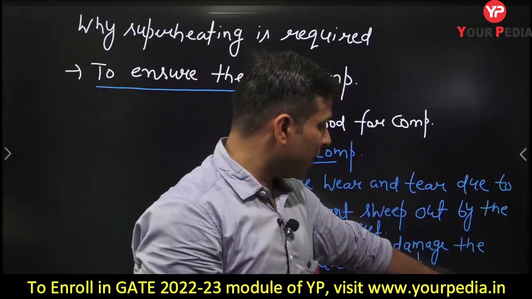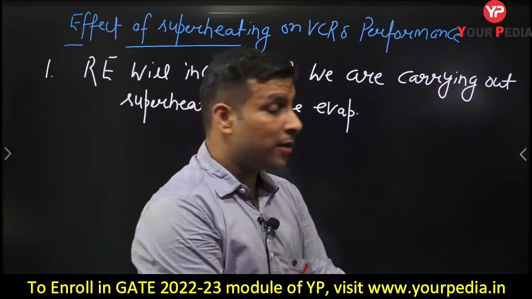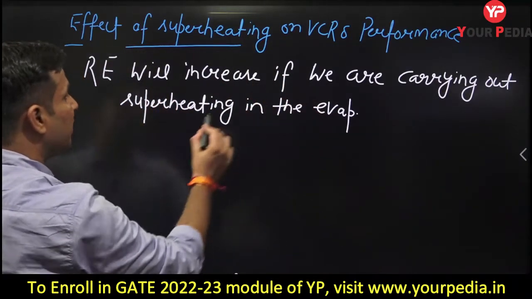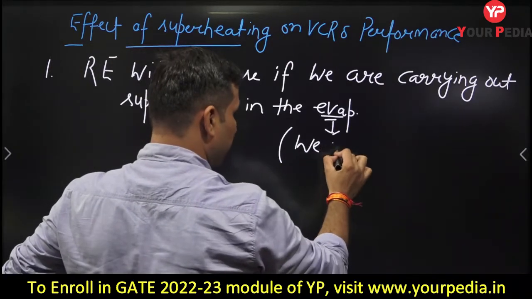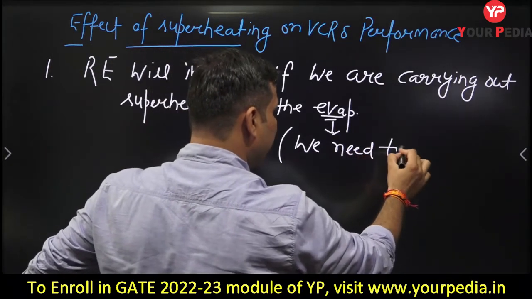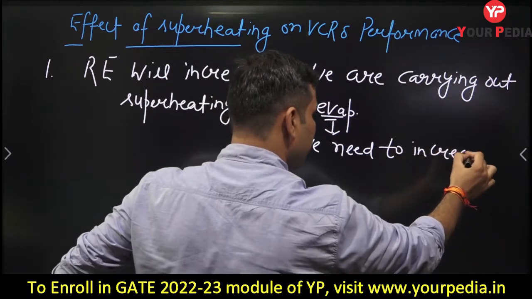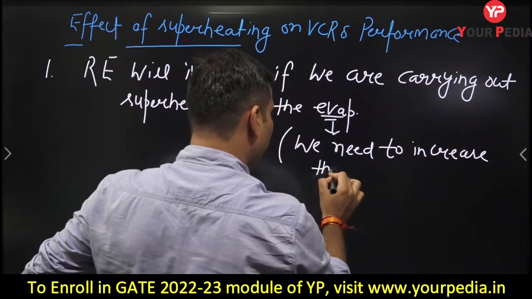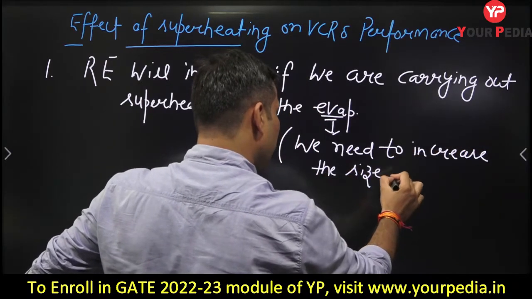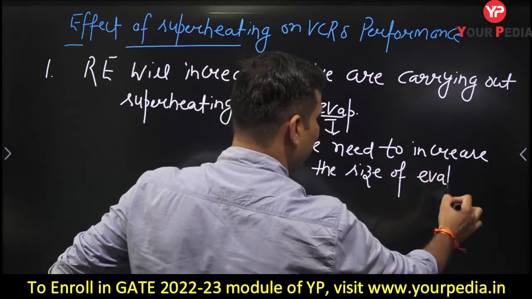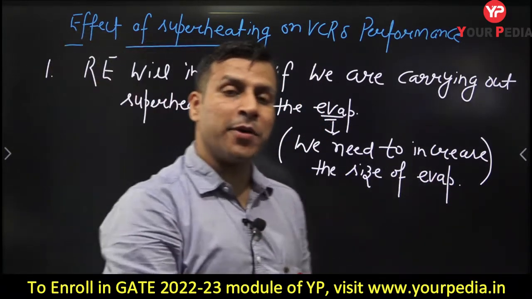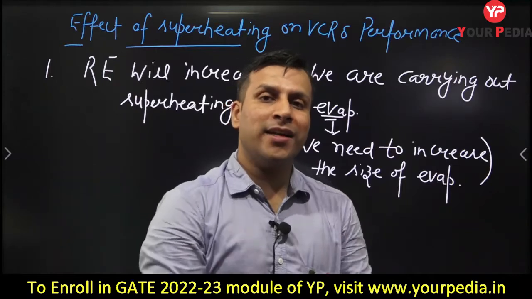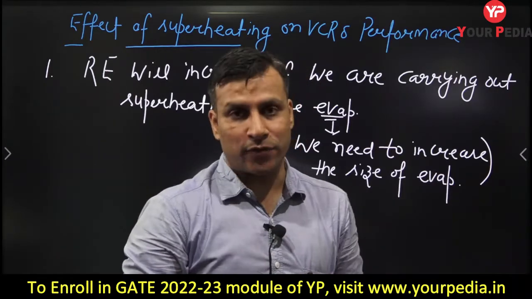All the times you cannot say that the superheating is there in the evaporator, because if you are carrying out superheating in the evaporator, okay, then we need to increase the size of evaporator. हमें additional size रखना पड़ेगा. If you want to ensure the superheating inside the evaporator only, then you need to keep some additional size of the evaporator.